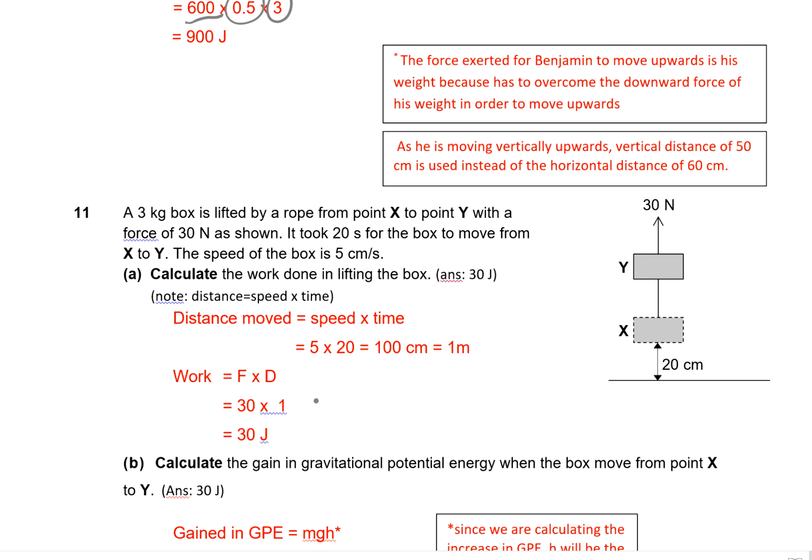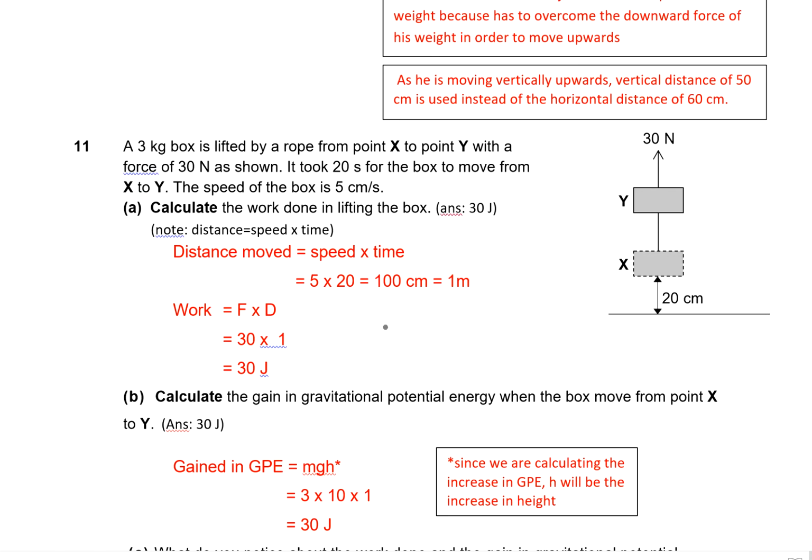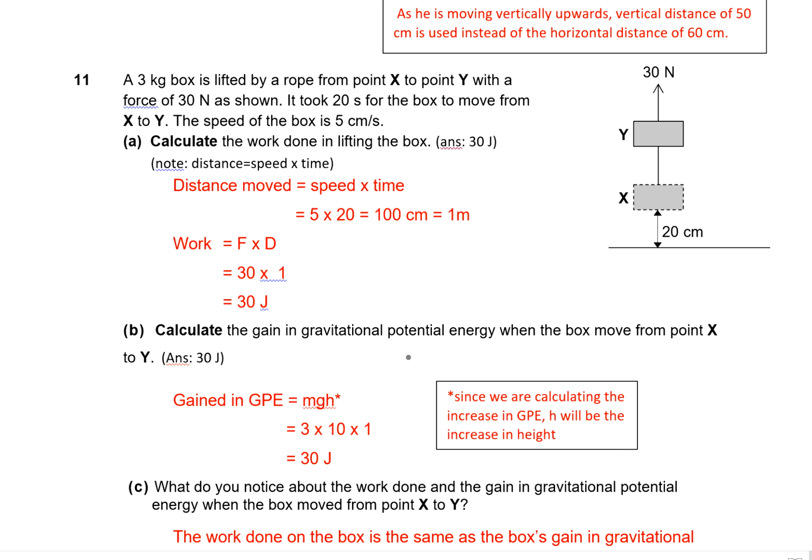Some of the explanation I've written here in boxes, you can take a look. Question 11. Now, question 11 is a box being lifted from X to Y. The force that you apply is 30 newtons. The time is given and the speed is given. So this is not so straightforward because the distance is not given directly.